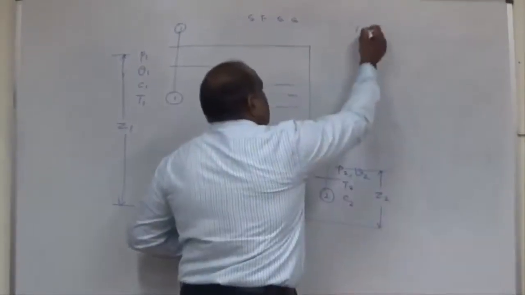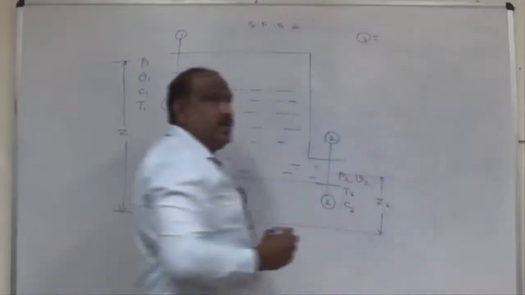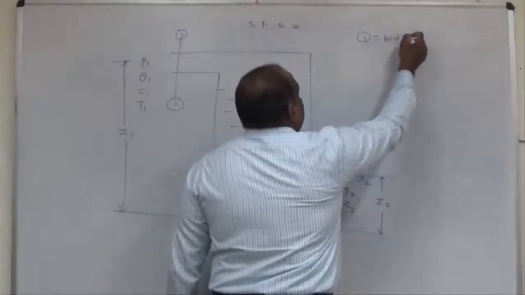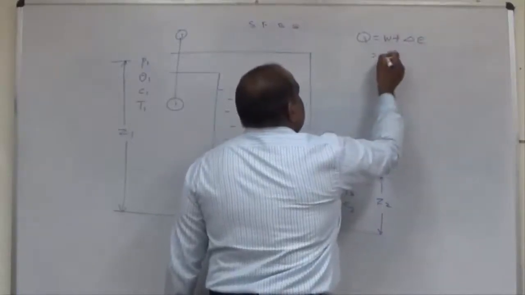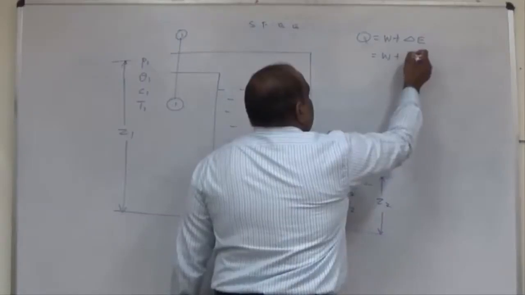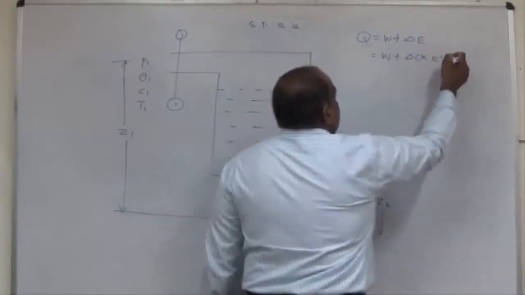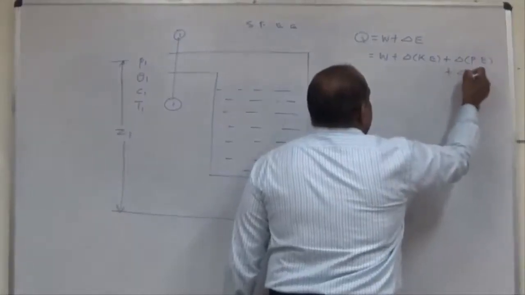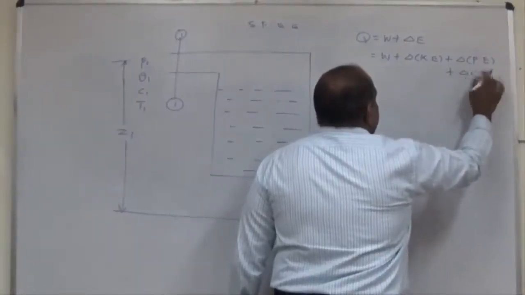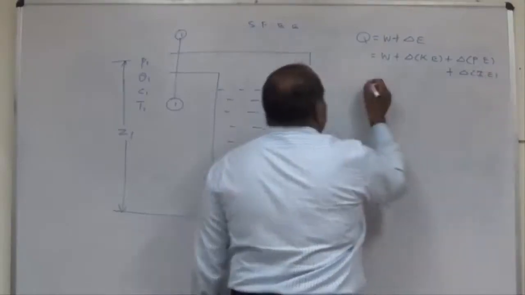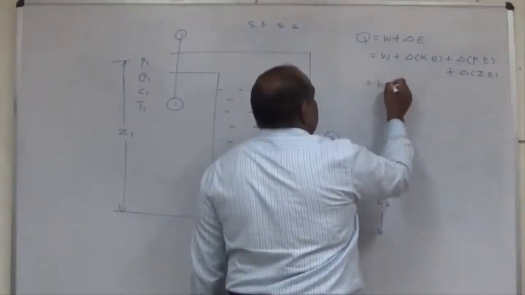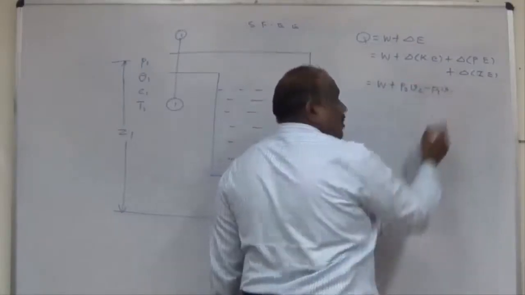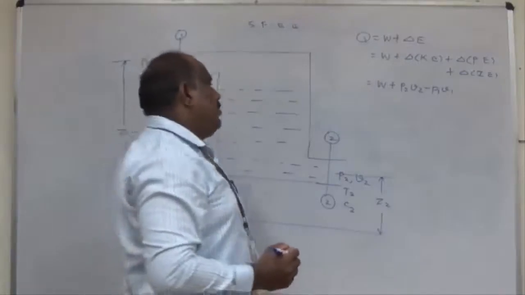We know the first law of thermodynamics applied to an open system is given by Q equal to W plus delta E. This delta E may be in the form of kinetic energy, potential energy, and internal energy. The work has two components, that is displacement work and flow work. The flow work is given by P2 V2 minus P1 V1.